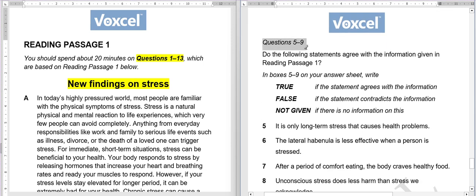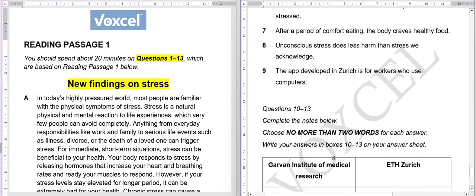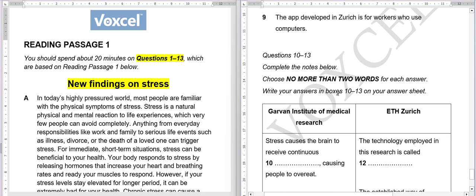For 5 to 9, we have true, false, not given, so we will have to write whether the question information is true according to the passage or false or not given. It will be true when it agrees with the information in the statement. It will be false when it contradicts, basically when it is opposite to the information. Not given, if there is no information on this, if we can't say whether the information agrees or disagrees with the text. And for 10 to 13, we have to fill in the blanks and we cannot write more than 2 words.